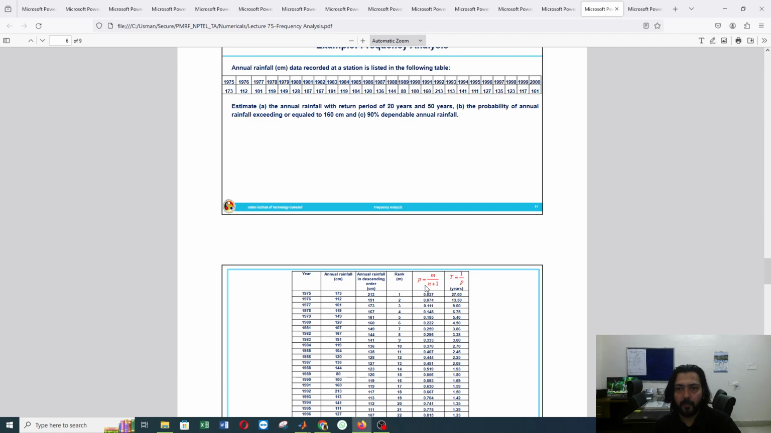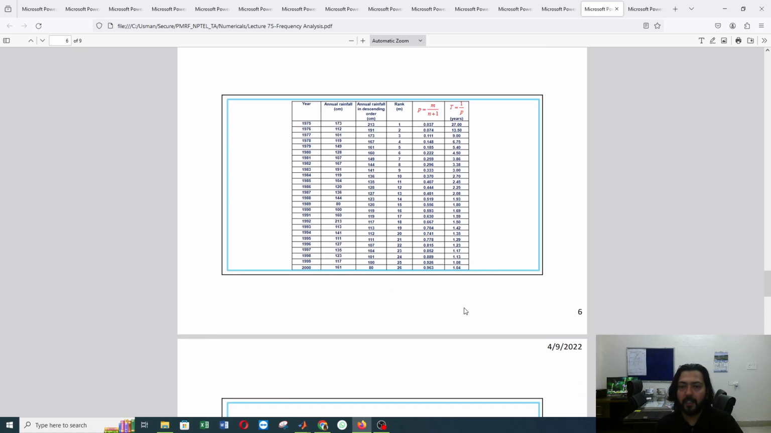Then there are different approaches to calculate probability. Here we have used the Weibull approach, the formula for which was m upon n plus 1, where m is nothing but the rank assigned and n is the number of observations. So this will give us probability, and we know the relationship between probability and return period. Return period is nothing but 1 by p. So accordingly we will get the return period.